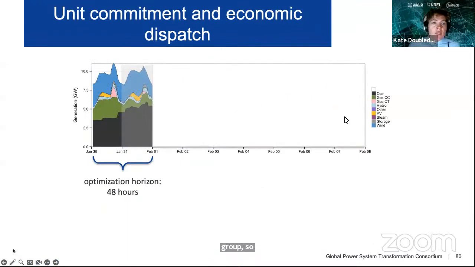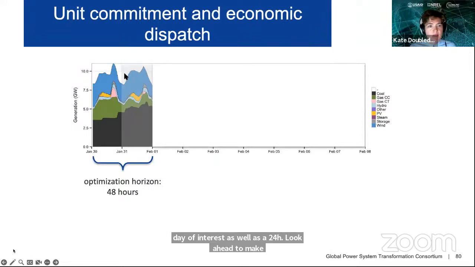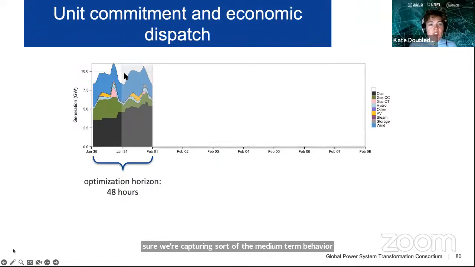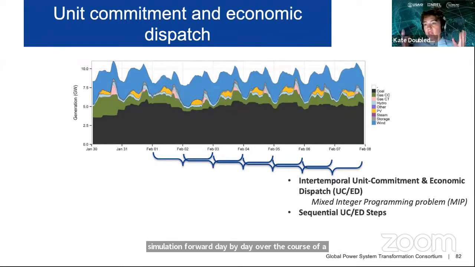So we talked a bit about the unit commitment and economic dispatch, two stages in a classic production cost model, which are operational simulations that are trying to minimize the operating cost of the system over the next day. We typically use a 48-hour horizon, including the day of interest, as well as a 24-hour look ahead to make sure we're capturing the medium-term behavior of some of our slow-moving generators and we don't have edge effects. We can step this type of simulation forward day by day over the course of a year to get this time-varying simulation of power system operations.